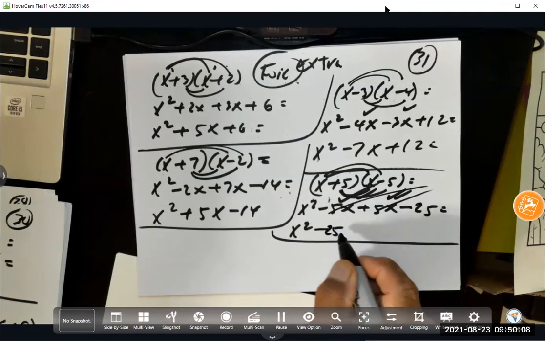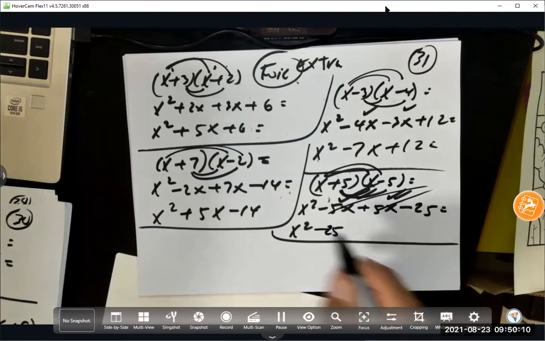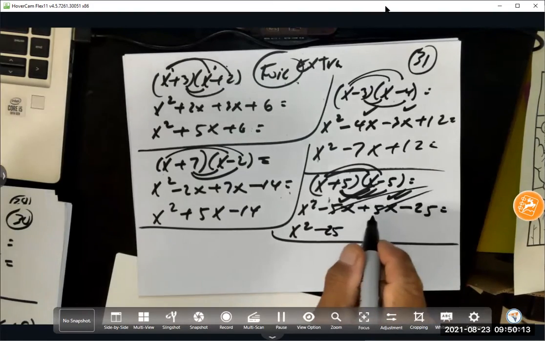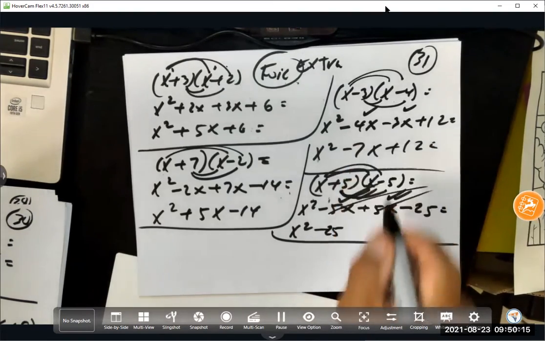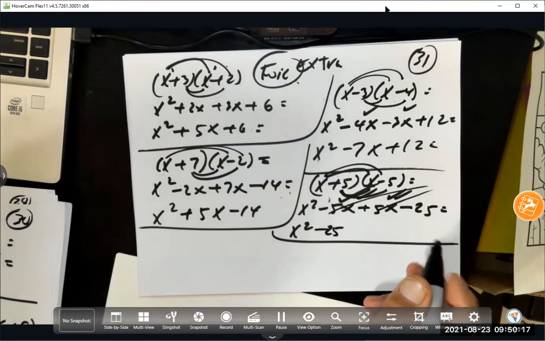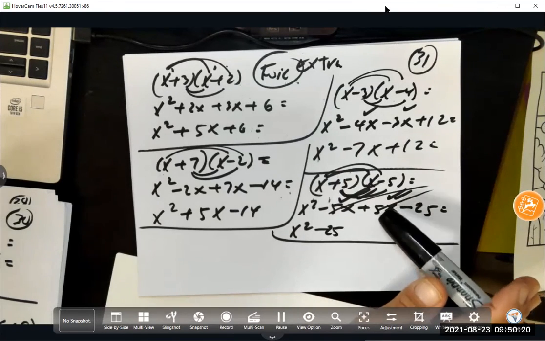A 25, yes or no? Yes, x squared minus 25. So this one went away. This one didn't. They add them up. There they are. This one, they went away. Does that make sense?